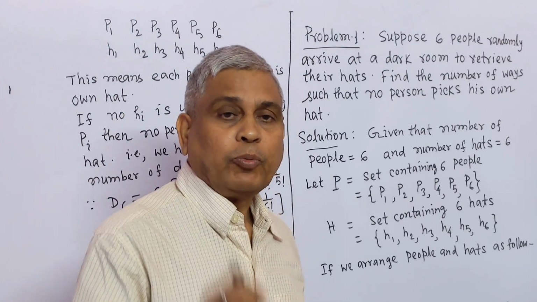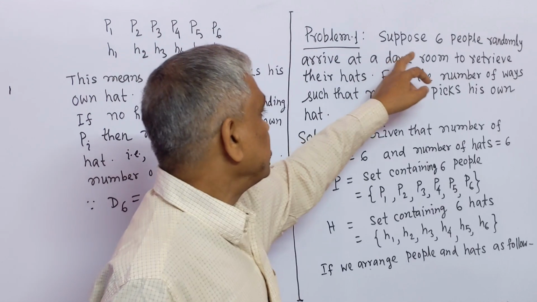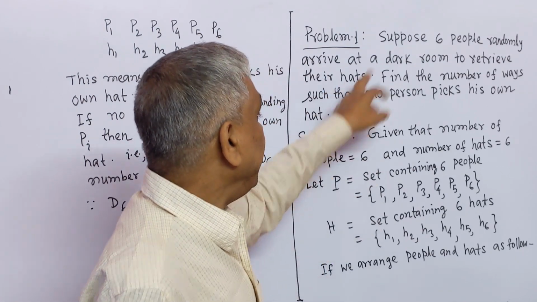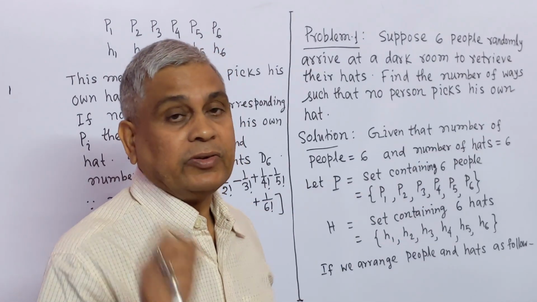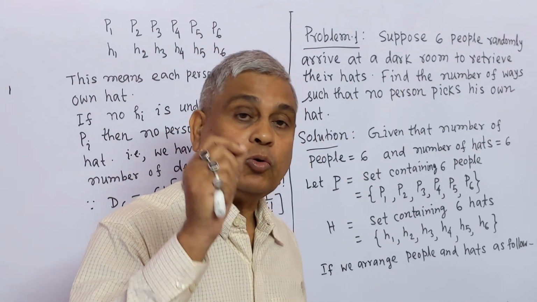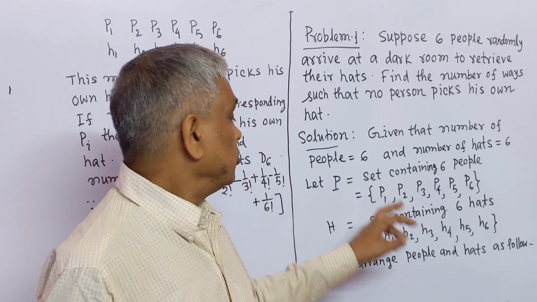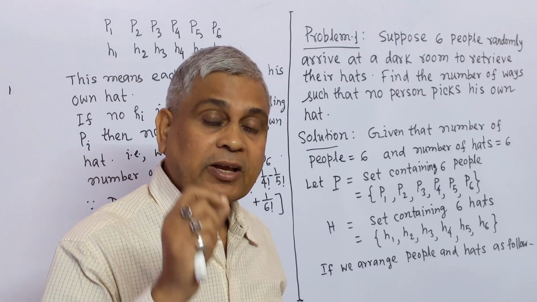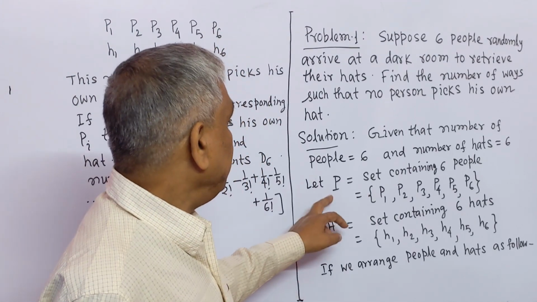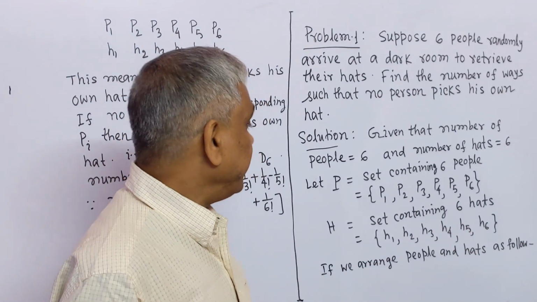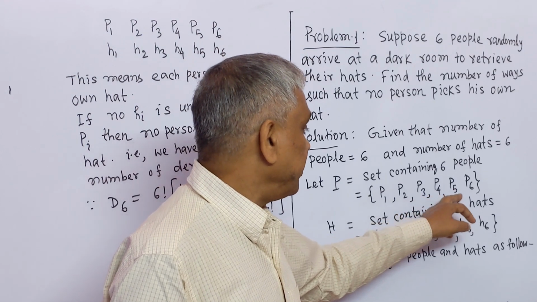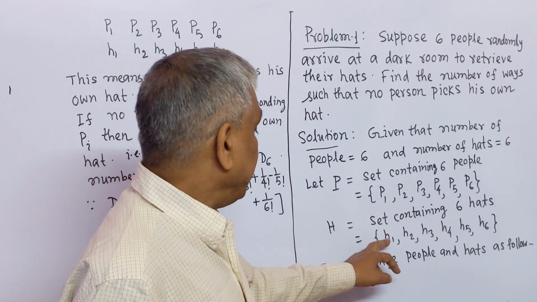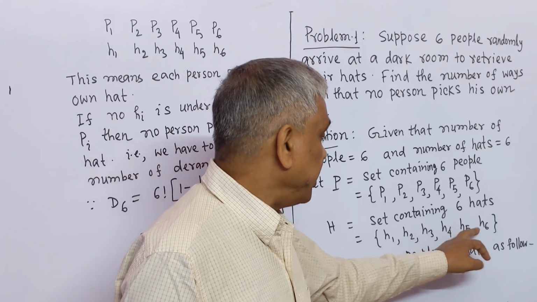Now we solve problem number 1. Problem number 1 is, suppose 6 people randomly arrive at a dark room to retrieve their hats. Find the number of ways such that no person picks his own hat. Now we solve this. Solution: since it is given that the number of people equals 6 and the number of hats is also 6, let P be the set containing 6 people. They are denoted by P1, P2, P3, P4, P5, P6, and H be the set of 6 hats. They are H1, H2, H3, H4, H5, H6.